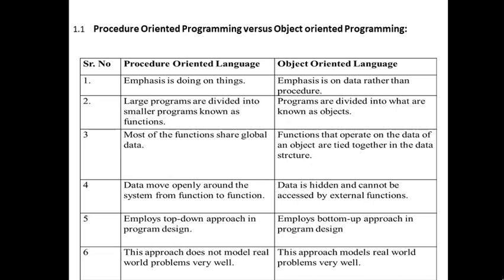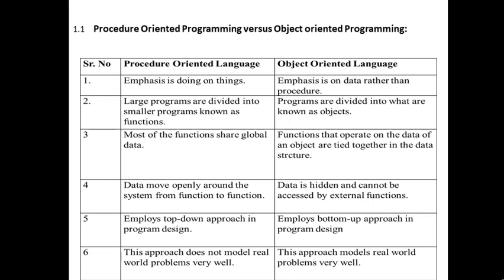Now, what is the fifth one? The fifth is a very important point. Procedure oriented follows the top down approach, while object oriented follows the bottom up approach. Here I will take a very simple example. Now what is the meaning of top down approach?